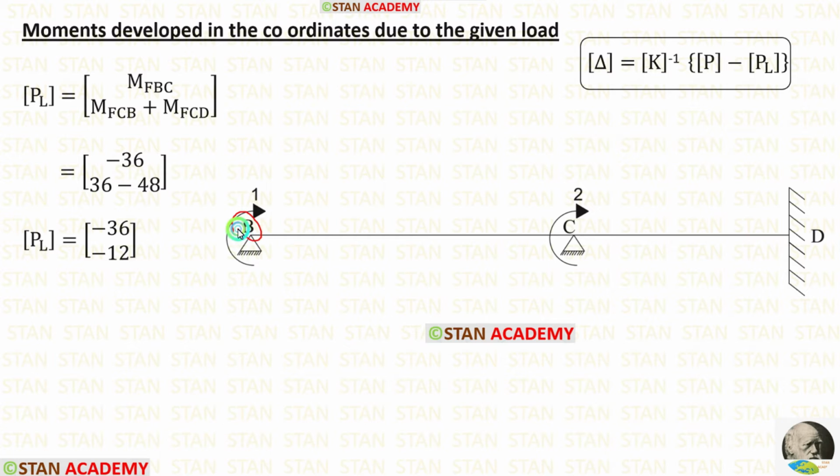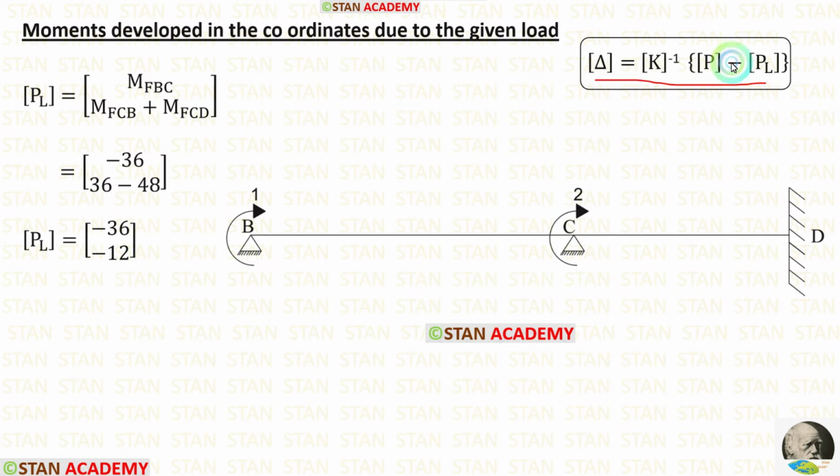At point B, we have calculated a fixed end moment, M of BC. Let us apply that. At point C, we have calculated two fixed end moments. We have to add both of them. After adding, we are getting minus 12.